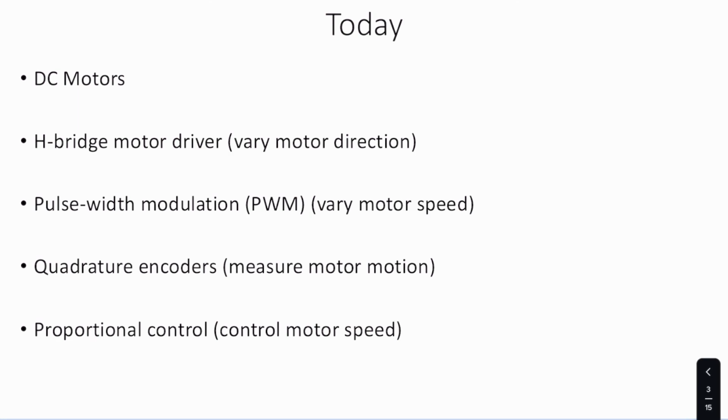What really sets this one apart is that we will measure that speed using the quadrature encoders attached to the back of your DC motors. Using those encoders, we'll measure the motor's motion, and then we can use that through a process known as proportional control to more precisely control the speed of each motor.